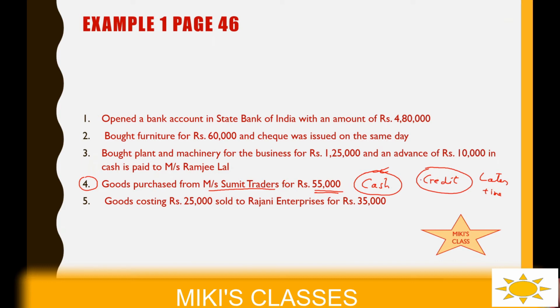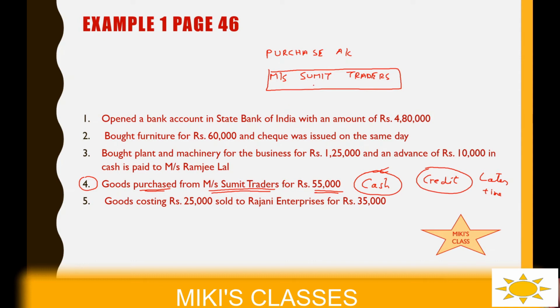Okay. Now we know that the word purchase is here. So one of the accounts will be, like we discussed, the purchase account. Fine. And for the other one, there's no cash, but there's this payment of 55,000 which has to be made. We know by now the other account will be Messrs. Sumit Traders. And we have to make a payment to Sumit Traders, right? We have to make a payment to them.